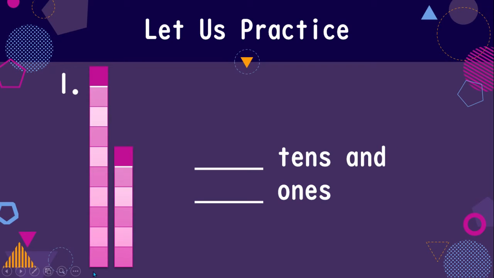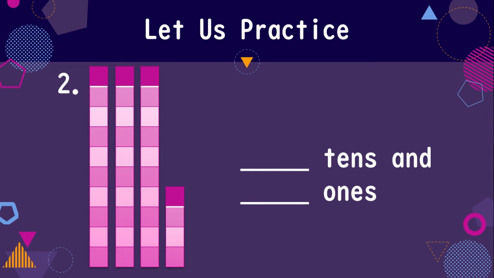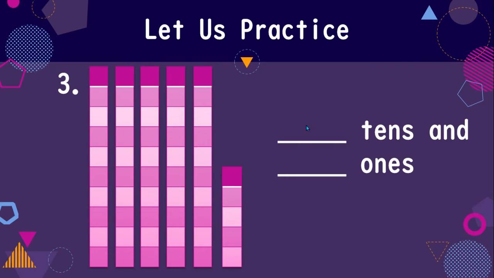So how many 10's do we have? Very good. We only have 1 10's and how many 1's? We have 6 1's. For number 2, how many 10's? 3 10's and how many 1's? 4 1's. And the number is 34. Now for number 3, how many 10's? Let us count. 1, 2, 3, 4, 5. There are 5 10's. And how many 1's? Very good. There are 5 1's.